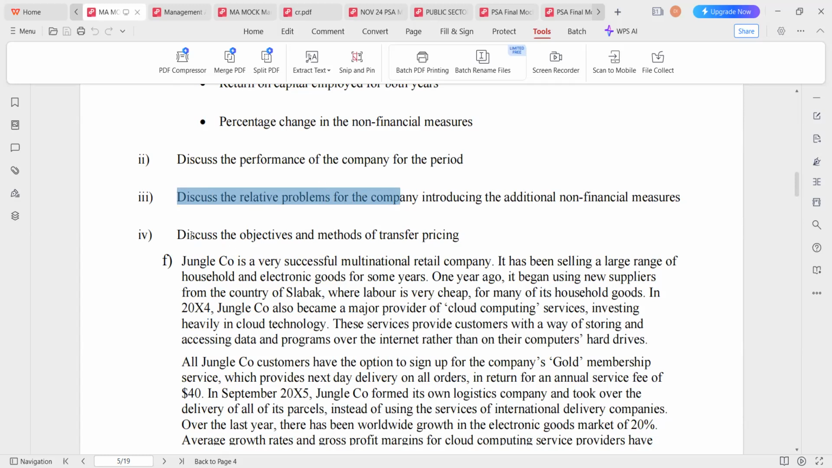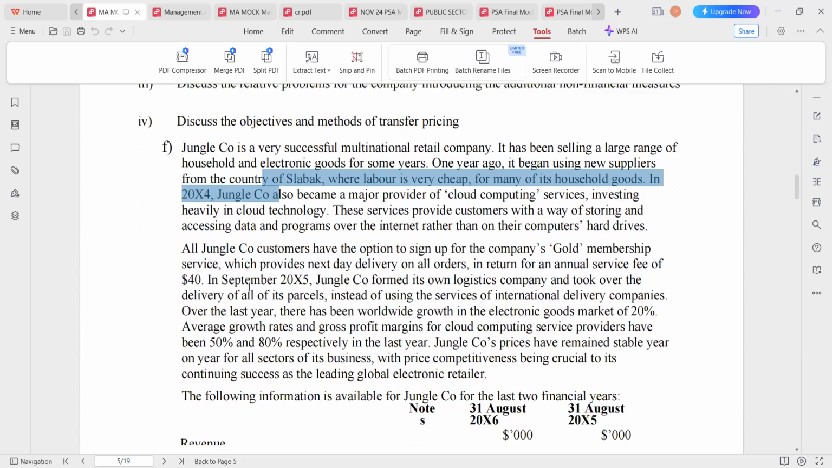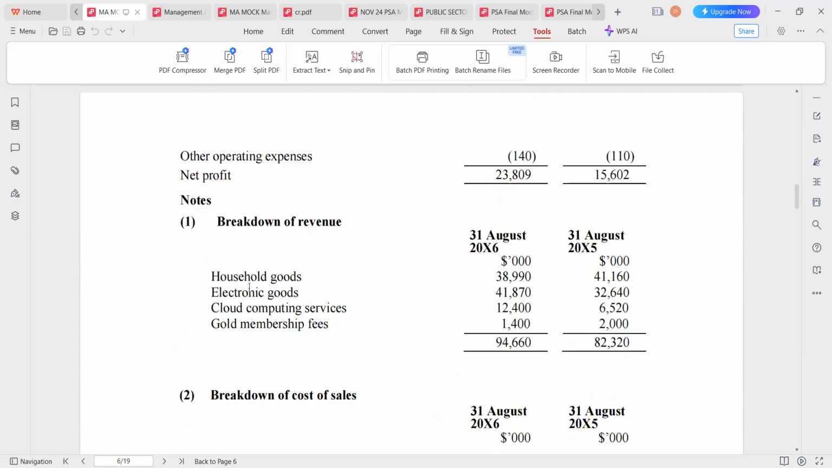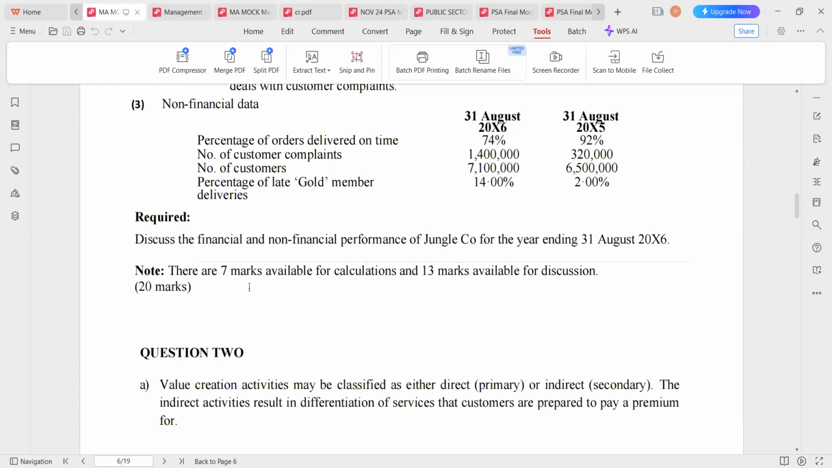Then discuss the objectives of the transfer pricing method. Very important. Then Django Cole. This question is a little bit technical. It's not too difficult, but they only say discuss the financial and non-financial performance of Django Cole. So please, what are the objectives of transfer pricing?